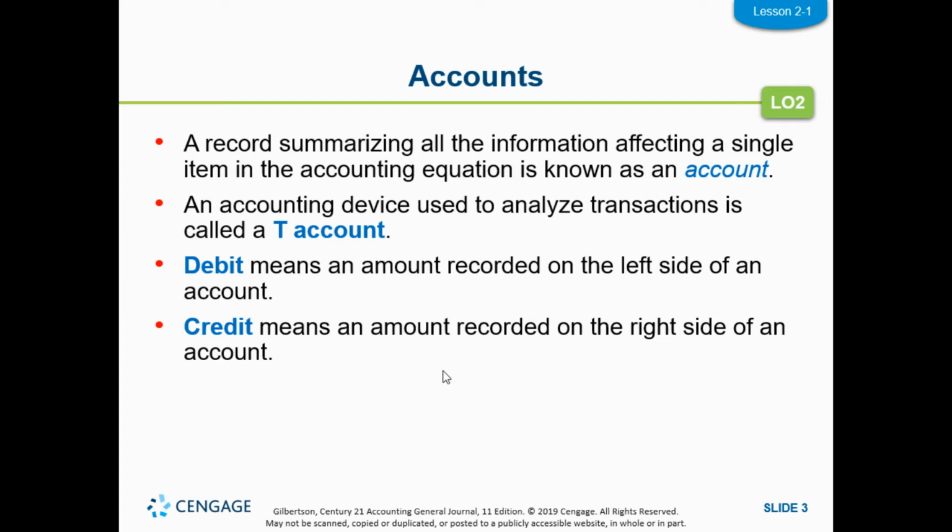The accounting device used to analyze transactions, like I said, is the T account. No matter how complex it gets, you can put it into a T account and try to figure it out. Debit means an amount recorded on the left side of an account. Debit side means the left side. Now, I realize we've been thinking about different things like debit and credit. Debit in the accounting world is the left side. Credit is the right side. Debit left side, credit right side. That's as complex as it gets. And debits must also always equal credits when the dust settles.